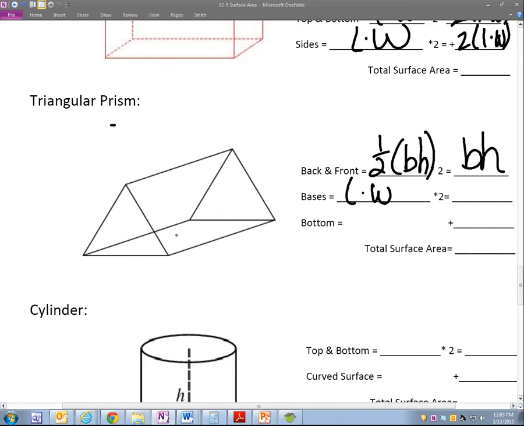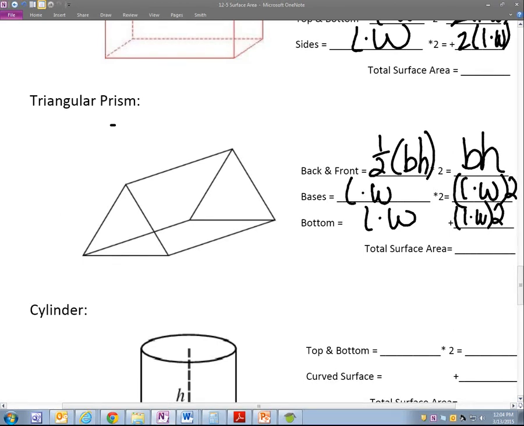So it's times 2 because there's 2 of them, and then the bottom, since it's not an equilateral triangle, is going to be just the length times the width again. And you add them all together, and that's how you get the total surface area of it. Times 2. Length times width times 2. See how we're just making sure we account for every side? When you're doing this, you want to just make sure you're accounting for every side.